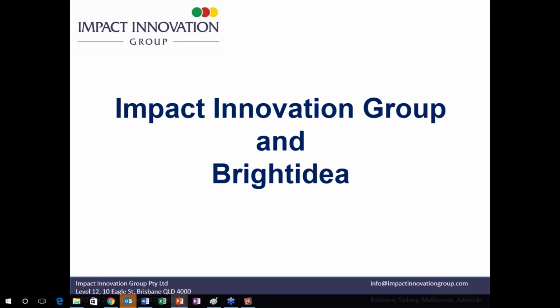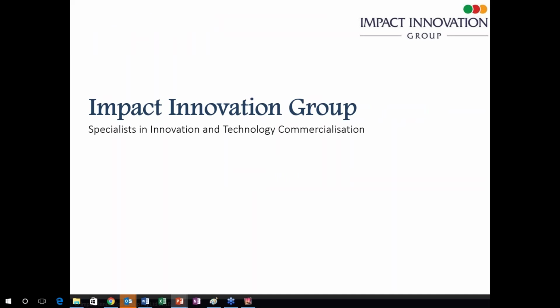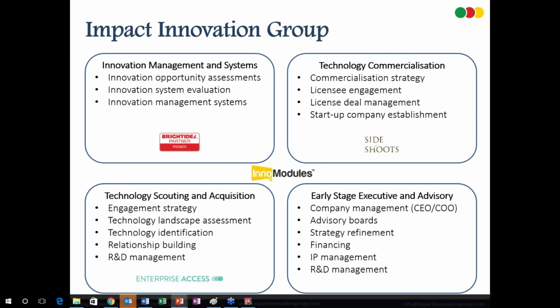So starting off though, I see with a few of the people that are attending today that you know a bit about the Impact Innovation Group, so I won't labour the point, but just for those of you who haven't met with us previously, as Leanne outlined, we're a specialist innovation and technology commercialisation company. We focus on 4 main areas. We do innovation management and systems, so we help organisations put in place end-to-end innovation programs, and that's everything from SMEs through to government agencies, through to industry associations, all the way through to multinationals.